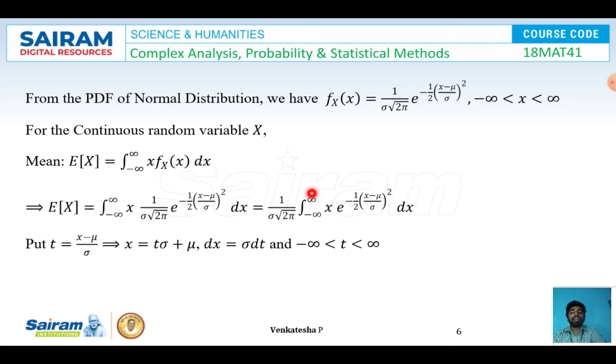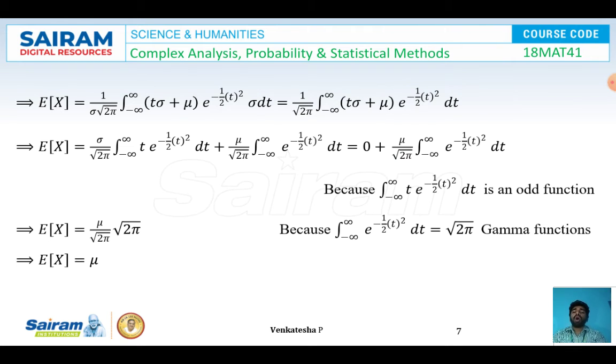Similarly, for the upper limit, x equal to infinity, I replace this in this equation and get t equal to infinity. That is, the range of t is minus infinity less than t less than plus infinity. Okay, now after replacing all this data in the previous expression, we get expectation of x is equal to 1 by sigma into square root of 2 pi, integral minus infinity to plus infinity, t sigma plus mu, e power minus 1 by 2 t square into sigma dt.